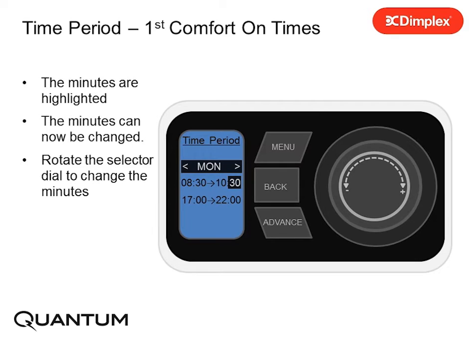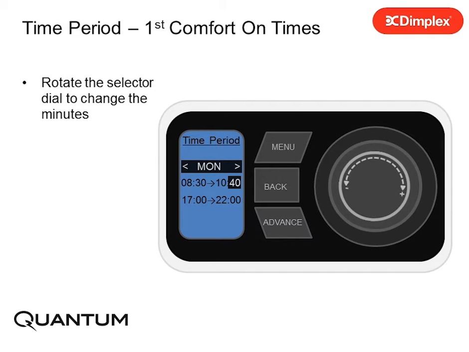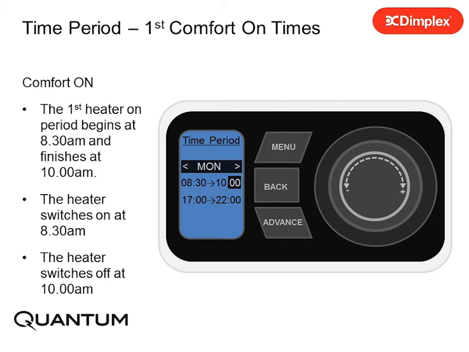The minutes are highlighted and can now be changed. Rotate the selector dial to change the minutes. A new heater off time of 10 AM has been set. Comfort on. The first heater on period begins at 8:30 AM and finishes at 10 AM. The heater switches on at 8:30 AM and then the heater switches off at 10 AM.